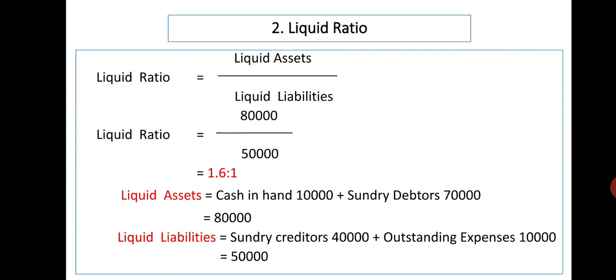Liquid liabilities. Here also all current liabilities except two. One is bank overdraft and the second one is cash credit facilities. In the problem, bank overdraft is given, so we have to exclude it. So liquid liabilities are 50,000. So liquid ratio is equal to 80,000 divided by 50,000. So it comes to 1.6 is to 1. What is the standard? 1 is to 1. But here it is 1.6 is to 1.